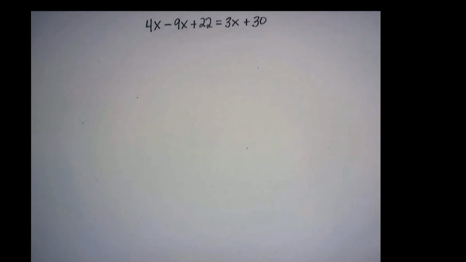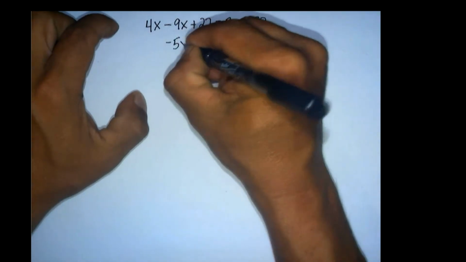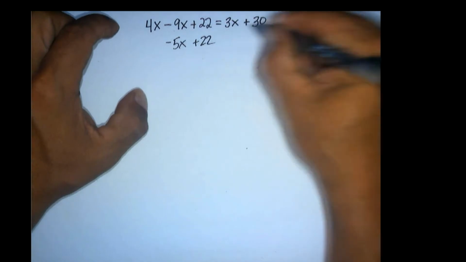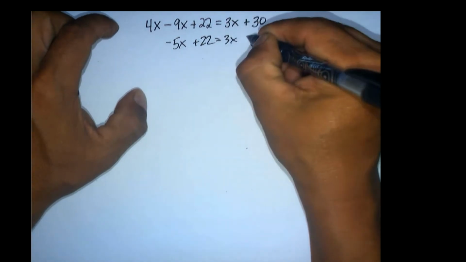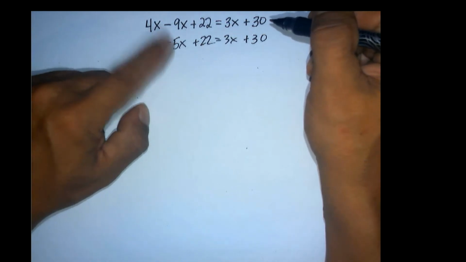Okay, is it... I don't know. We're gonna do x equals -4? I don't have the answer, so we're gonna do it. 4 minus 9 is -5x, right? Plus 22, and this is simplified already. And then we can add 5x to both sides. That's the smallest one.